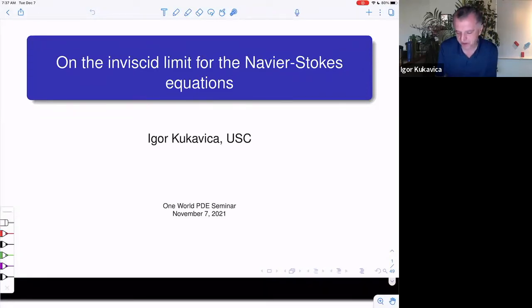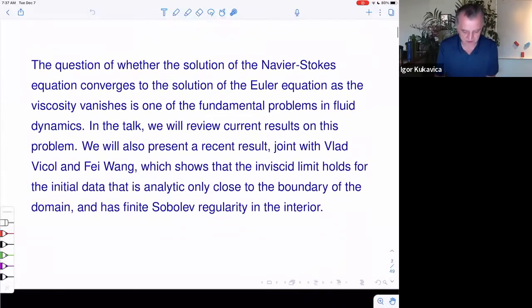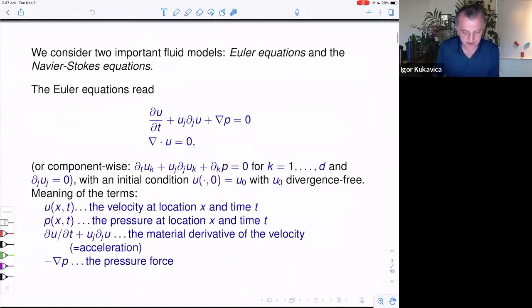I usually prepare more transparencies than I'll cover, so what I put here is quite optimistic, but I just don't want to run out. So first I'll start with the introduction to the Euler equations.